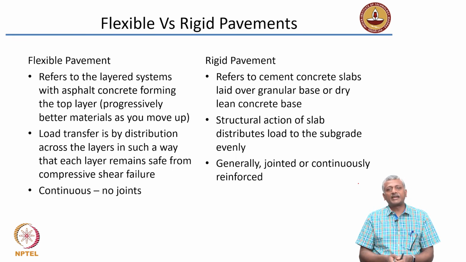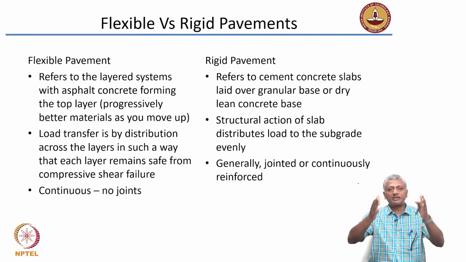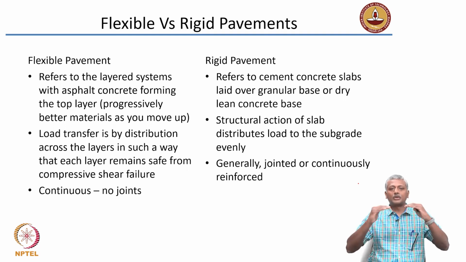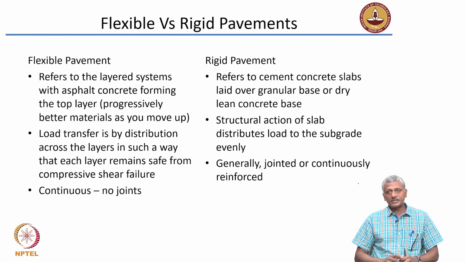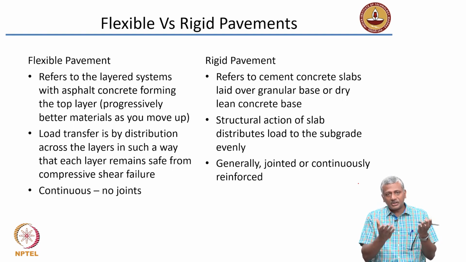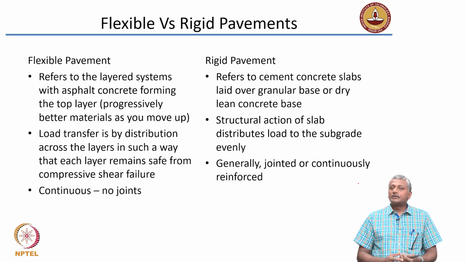That is what the idea of a flexible pavement is, that it is able to deform, the layers are able to deform and reduce the load intensity in such a way that what you convey to the bottom layers is lower than what the top layer feels. Okay. So, load transfer is by distribution across layers in such a way that each layer remains safe from compressive shear failure. So, that is a flexible pavement. Why is it called flexible? Because the layers are free to deform, free to move, okay? And this deformation reduces the load intensity. A flexible pavement does not have joints, it is continuous.